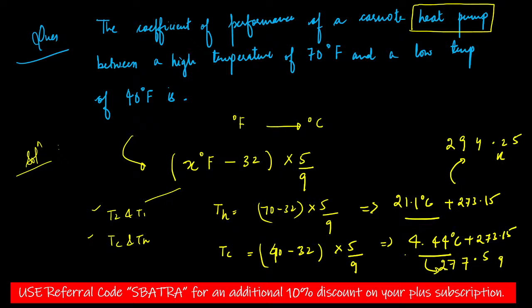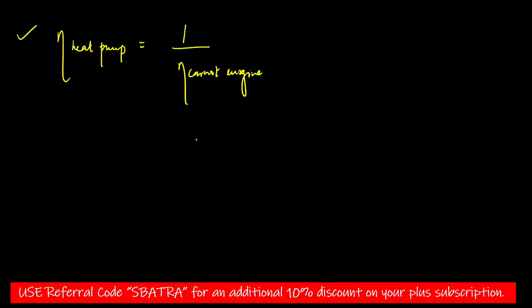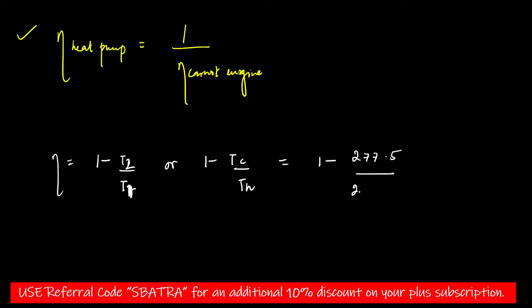We need the coefficient of performance of a Carnot heat pump. The coefficient of performance of a heat pump is nothing but the reciprocal of that of the Carnot engine. What is the coefficient of performance of a Carnot engine? It's 1 minus T cold by T hot. So 1 minus 277.5 divided by 294.25. This is going to be your coefficient of performance for the Carnot engine.